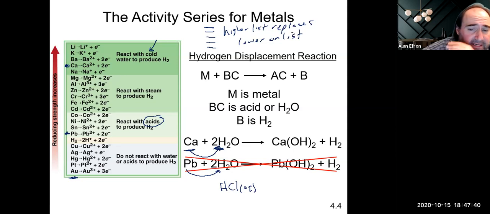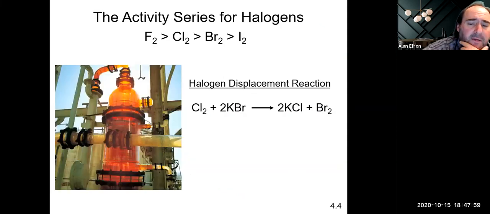And vice versa, anything lower on the list will not replace anything that's higher on the list. Like I said, usually in that activity series, hydrogen is somewhere in the middle, and you've got some elements above and below. We also have an activity series for our nonmetals, and usually it involves our halogens. And as we saw from that experiment, if you remember, group 7 is our activity series. So this is basically group 7 on the periodic table. That's the top of group 7. That's the bottom of group 7.